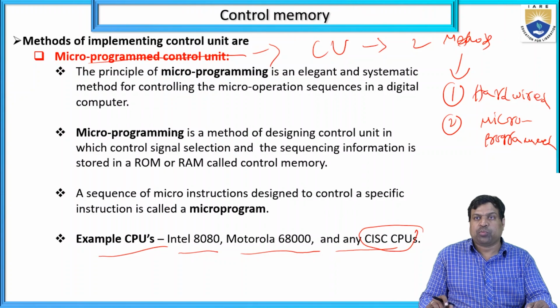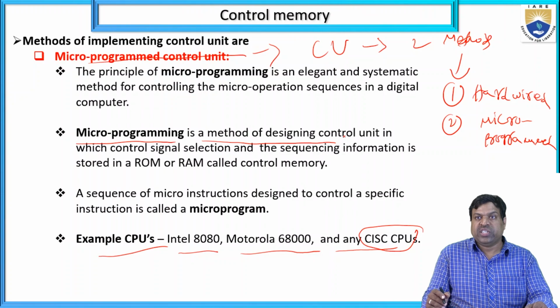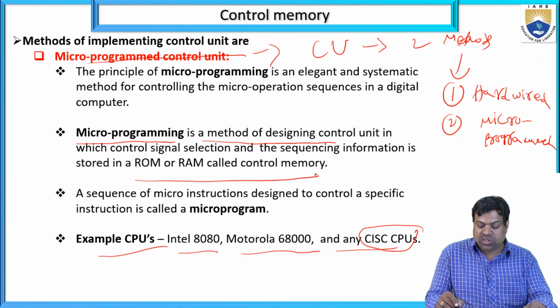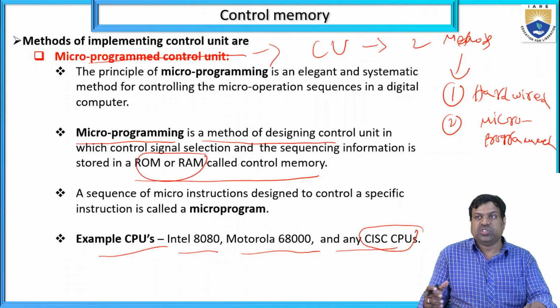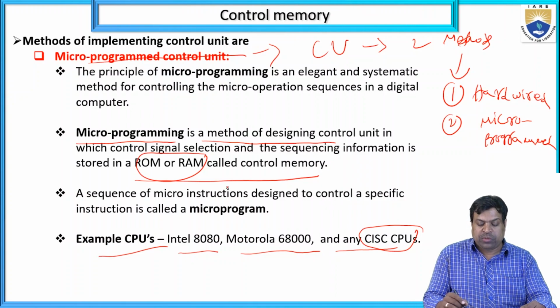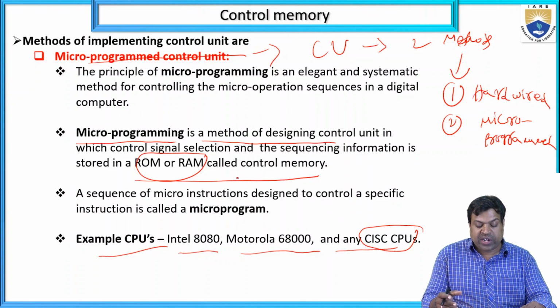So the principle of microprogramming is an elegant and systematic method of controlling the micro operation sequences in a digital computer. Microprogramming is a method of designing a control unit in which control signal selections and the sequence information are stored in a ROM or RAM called control memory. Already we know that ROM is a memory and RAM is for temporary operations. ROM means permanent memory. So you can select which memory you want and execute with it.